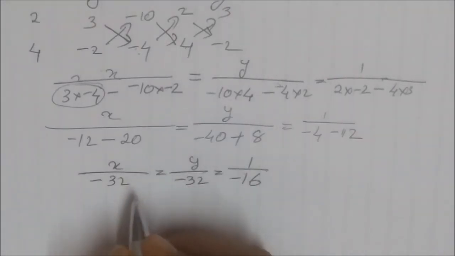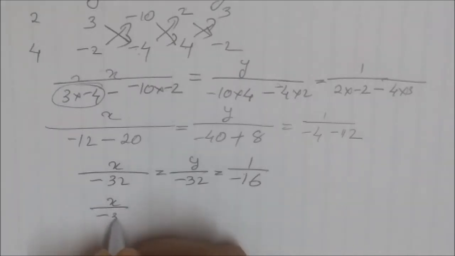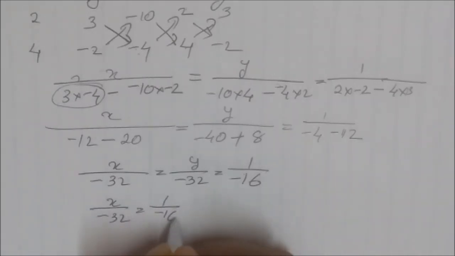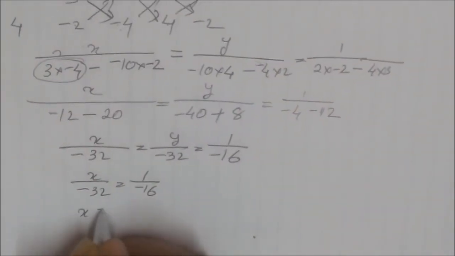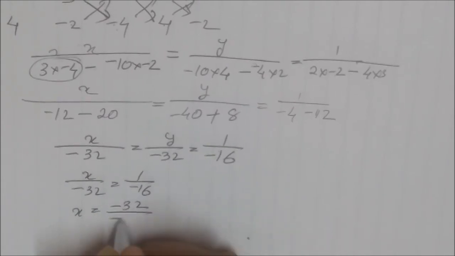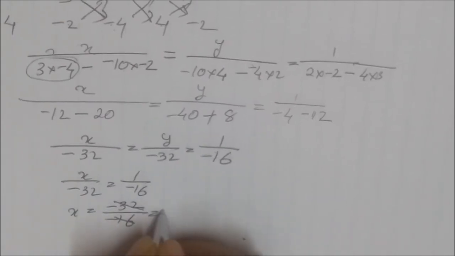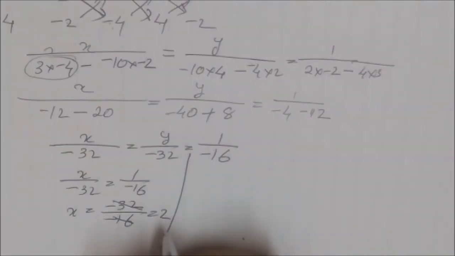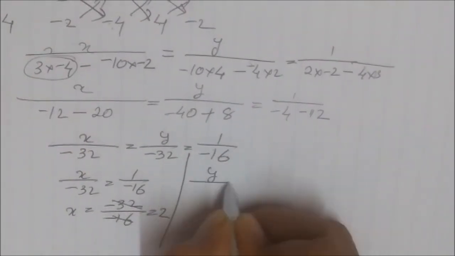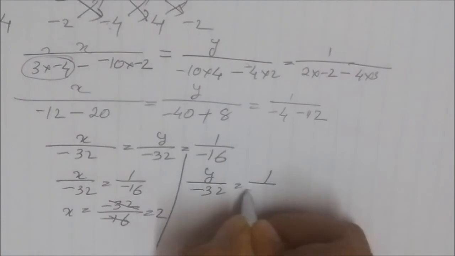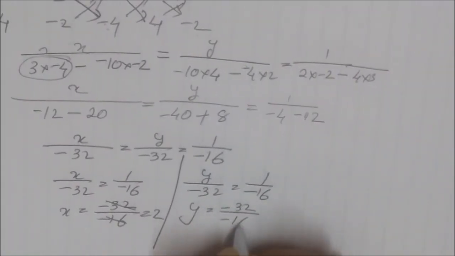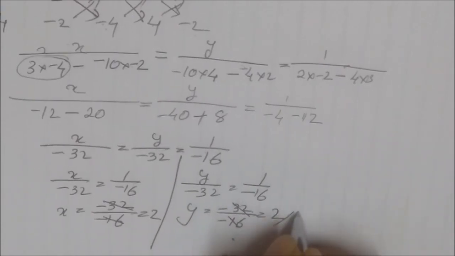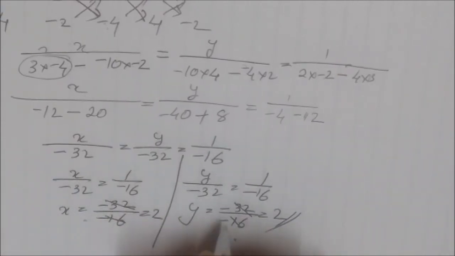We can take them separately: x by minus 32 is equal to 1 by minus 16, or x is equal to minus 32 by minus 16, cancelling, we get 2. Now I am taking y by minus 32 is equal to 1 by minus 16, y is equal to minus 32 by minus 16, cancelling, we get 2. So now we got the value of x is 2 and y is equal to 2.